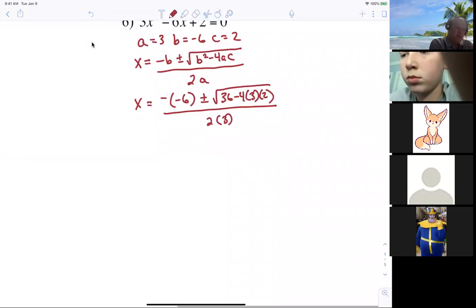Okay, now it's a matter of just doing the arithmetic. So x is equal to 6 plus or minus the square root: 4 times 3 is 12, 12 times 2 is 24. Because we're brilliant, 36 minus 24 is 12, over 6. Anybody have a problem with that?